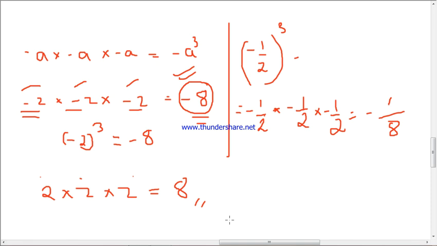Now I'm going to make another video. In that video, I'm going to cover some of the difficult sums of large cube roots: how to find the cube root of a large number like a 6-digit number or 5-digit number. So in that video, you will learn how to find the cube root of bigger numbers. Please make sure you watch that video.